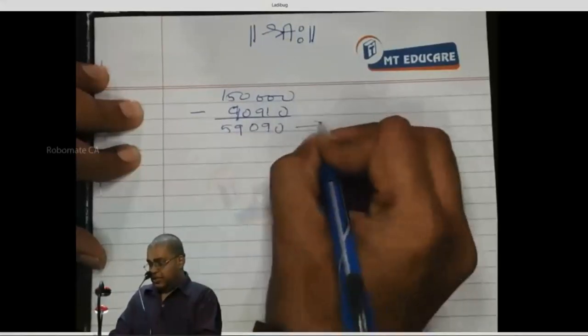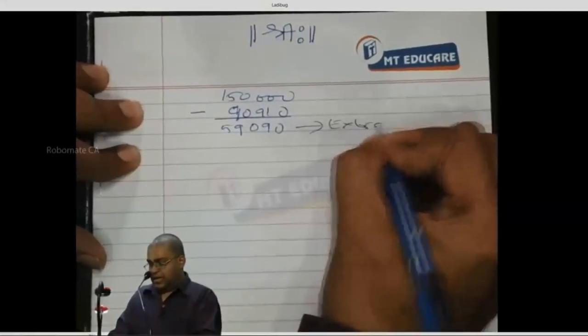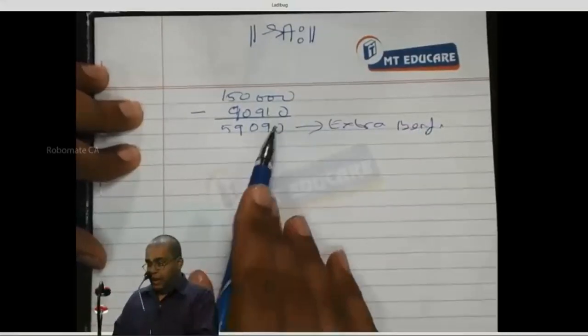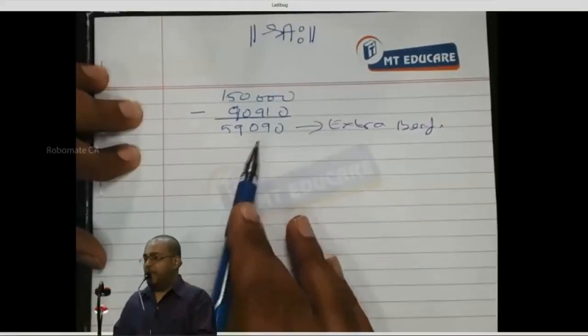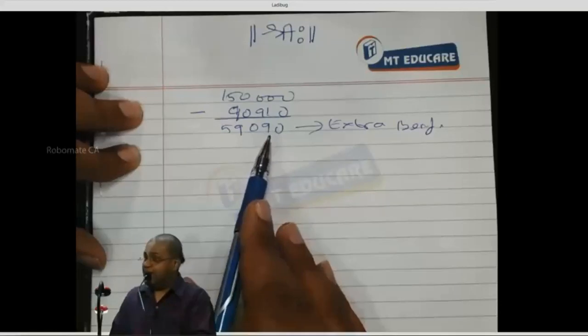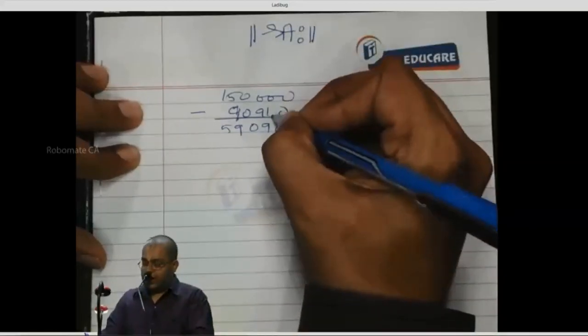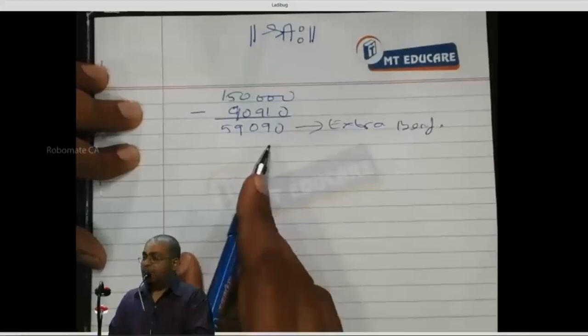59,090. This is going to be what? The extra benefit due to the abandonment option. Yes or no? Now, this extra benefit is in today's terms year 1 end. This is also money to be received at the end of first year. Is the extra benefit year 1 end? Yes or no?